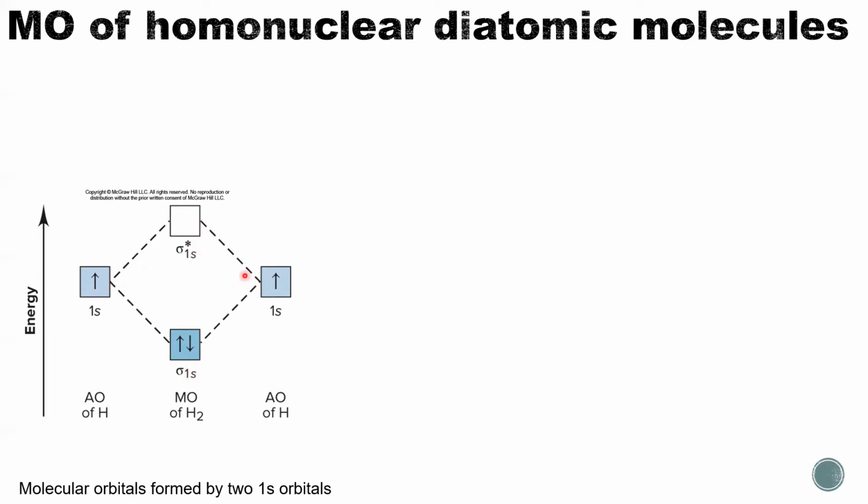Then we start to fill in the electrons from the lowest energy to the highest energy of the molecular orbitals. The two valence electrons of hydrogen fill the sigma 1s orbital, the name of the newly formed bonding molecular orbital of the hydrogen molecule. Okay, so the central part is called a molecular orbital.